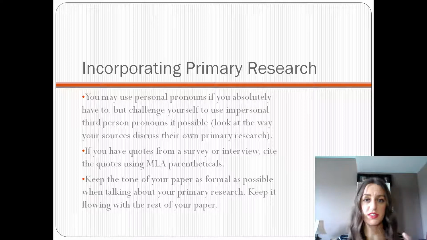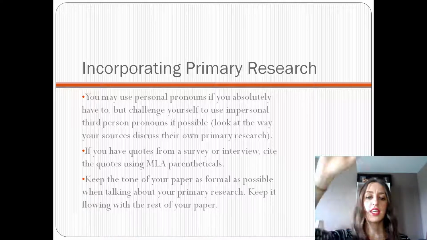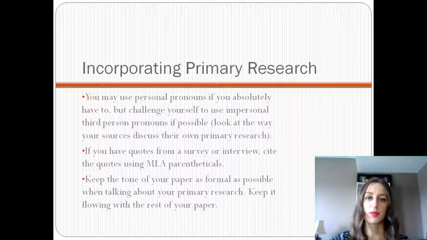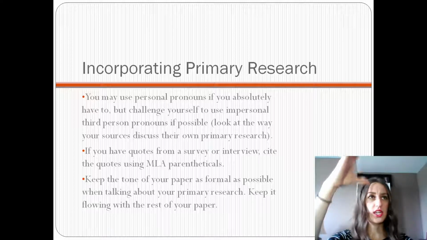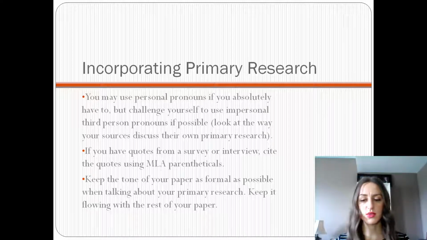My final piece of advice on incorporating your primary research is to try to keep the tone of your paper as formal as possible. Try to keep the flow with the rest of your paper. I don't know if you noticed this in some of the student examples you read, but sometimes it's pretty jarring. You're reading a formal research paper, and then all of a sudden we're talking about, hey, once upon a time in my life, I did this, and here's my personal experience, and it feels jarring. It feels like, oh, we're in a completely different paper here all of a sudden. Try not to do that, all right?